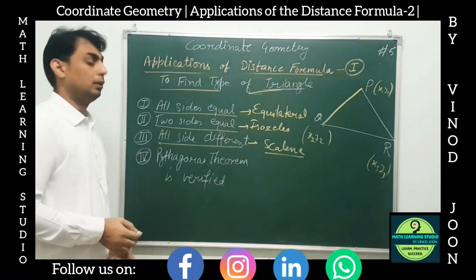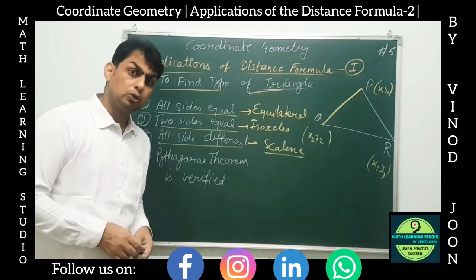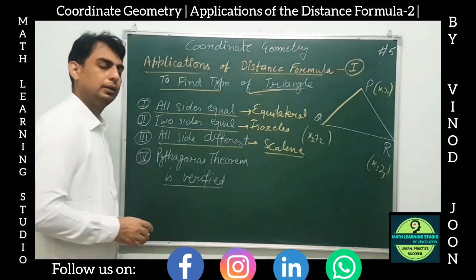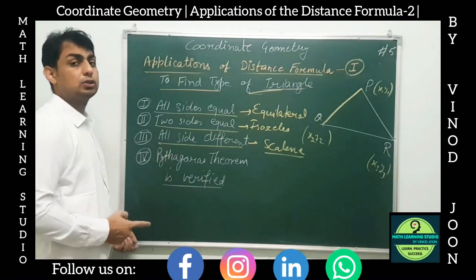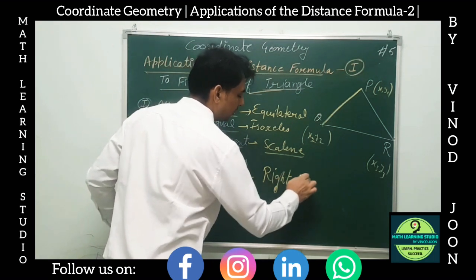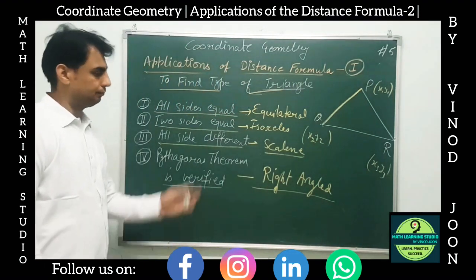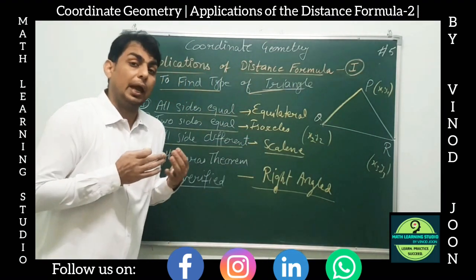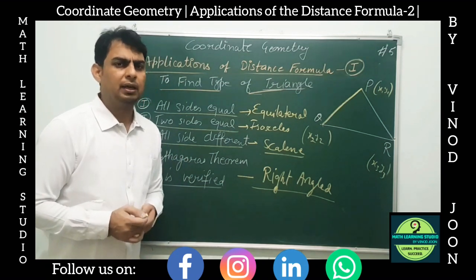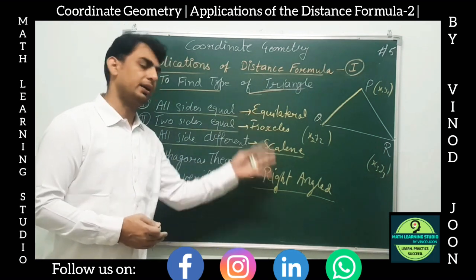Right? And the isosceles triangle and the scalene triangle, these two can also be a special triangle if the Pythagoras theorem is verified. Yes, that's very easy. If the Pythagoras theorem is verified, that means it is a right angled triangle. Okay, so these four types of triangles can be asked in the question when we apply the distance formula. Okay, now let's take 2-3 examples and understand how we apply that distance formula to identify these.